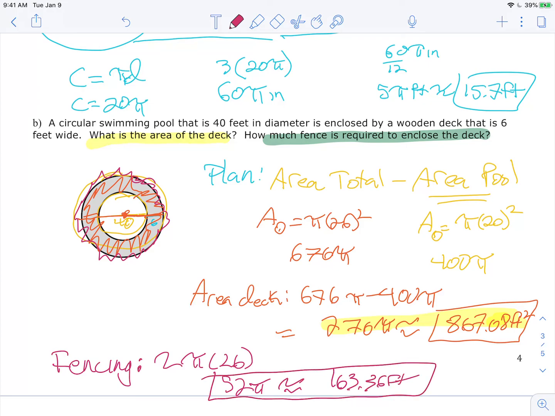When you go to the hardware store, you're not going to say, I want 52 pi inches of fencing. They'll look at you funny. So you got to make sure you can translate to get the approximation.